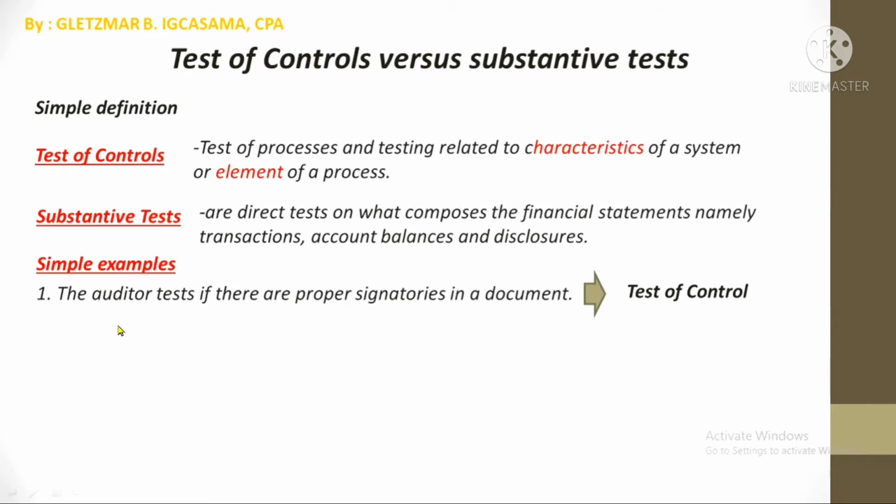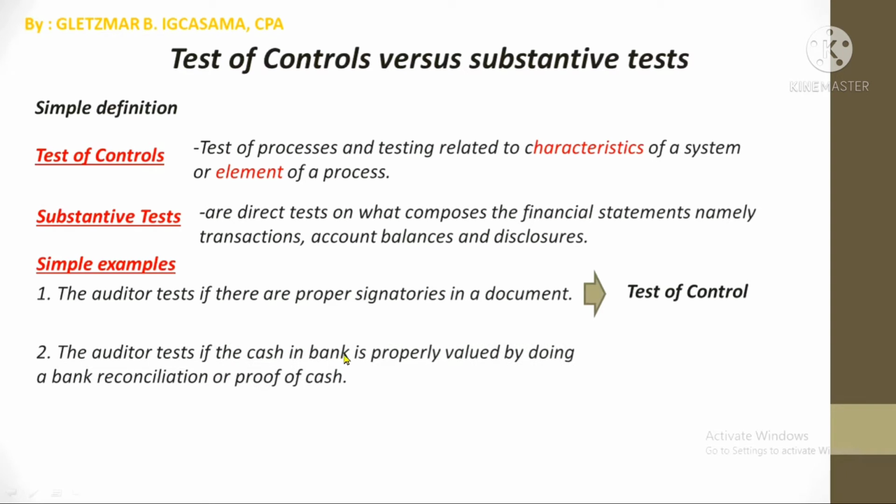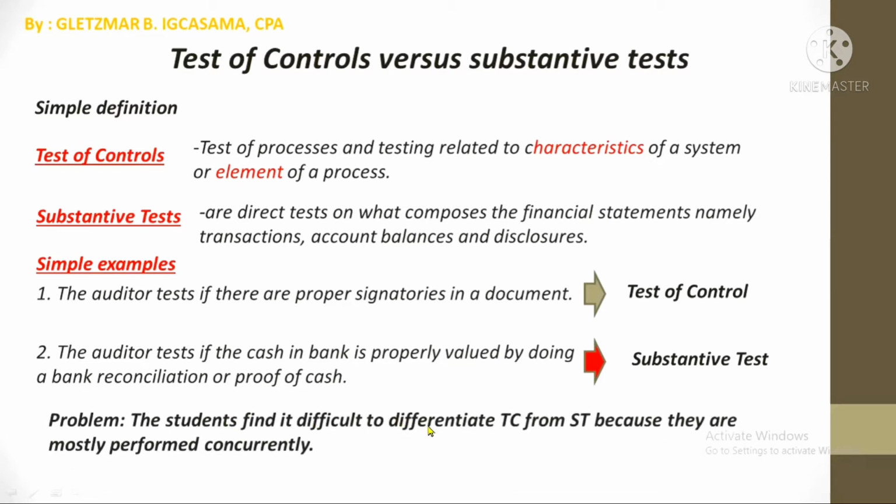Let's have the next example. The auditor tests if the cash in bank is properly valued by doing a bank reconciliation or proof of cash. Now, it's very clear that this is a substantive test, right? Because it is now directly testing an account balance. So that's it for the simple examples. But wait, there's actually more. In an actual audit, some find it difficult again to determine which is which because normally these tests, the substantive test and the test of control, are performed concurrently. What do I mean? Let's have a comprehensive sample situation next.